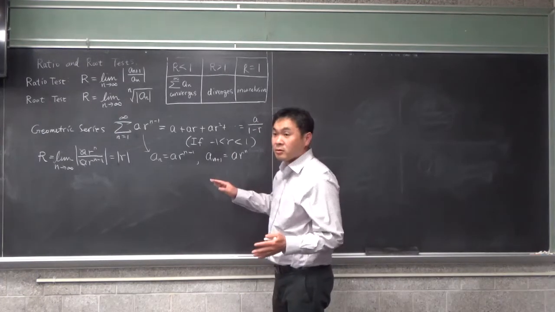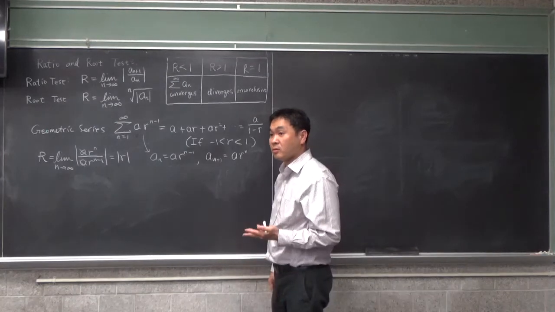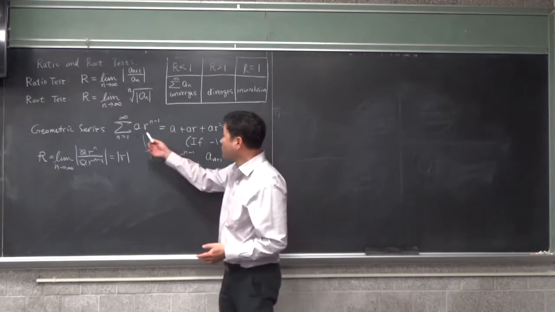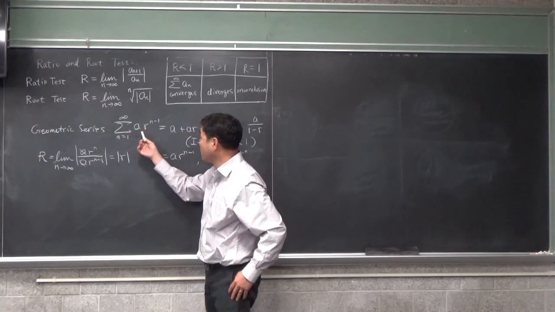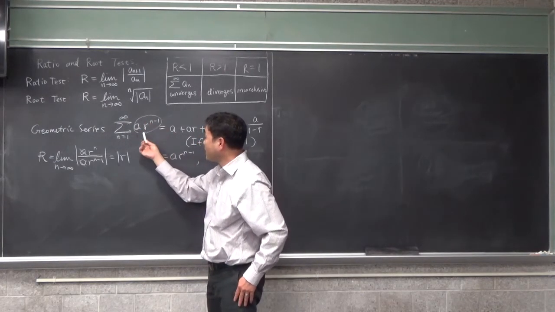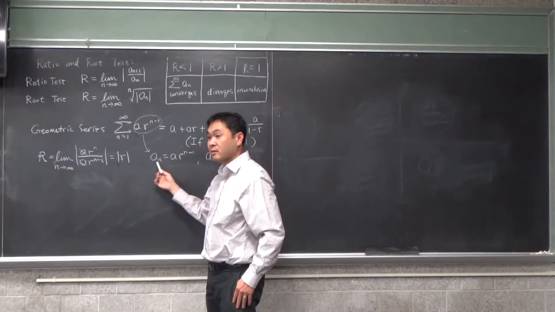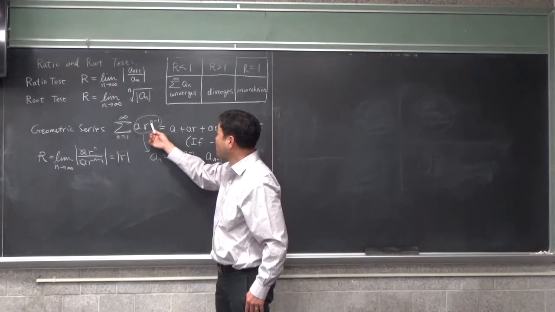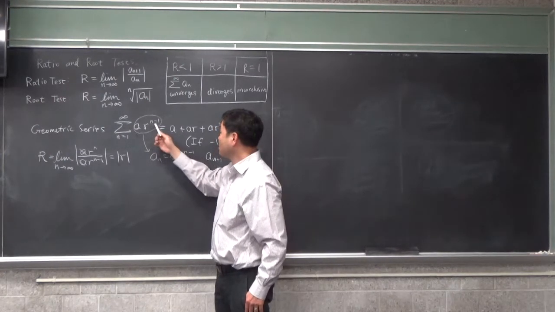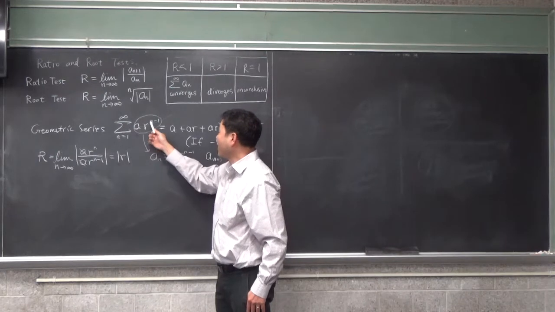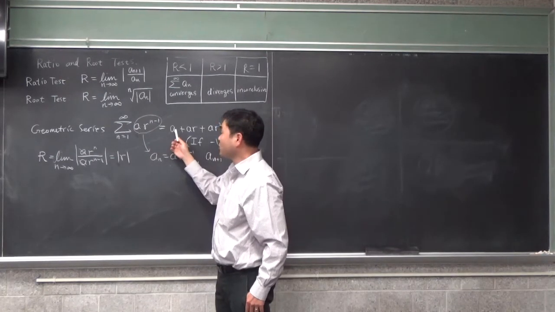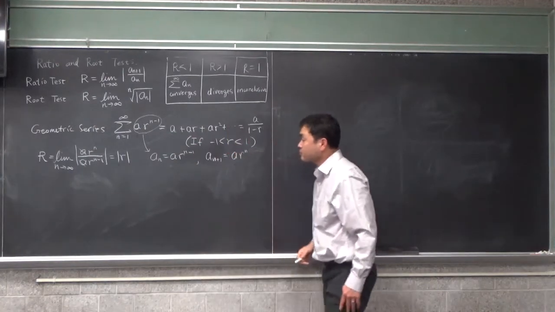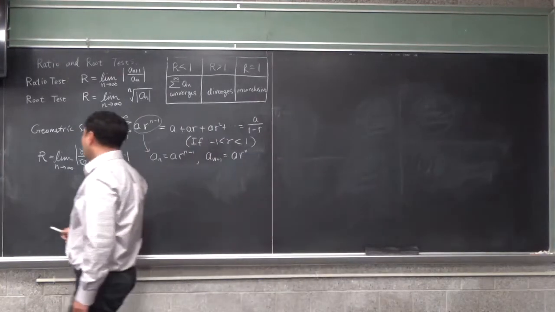Why did I choose an to equal ar to the n minus 1? I'm just pointing out that we have this series called geometric series, and because this is the thing that you're adding, this is our an. And if you're asking why I put n minus 1 rather than n, the reason is if I put ar to the n, then the very first term will be a times r, not a.